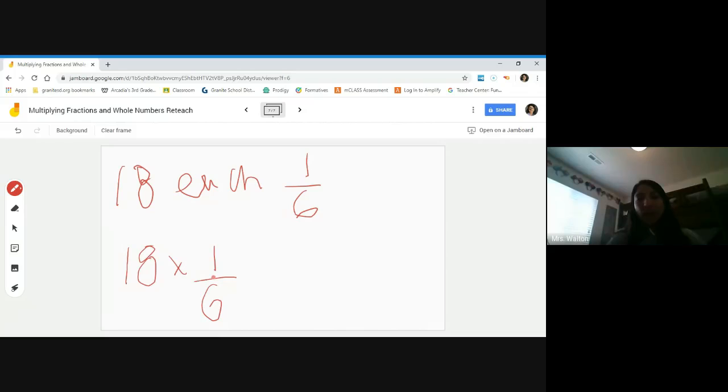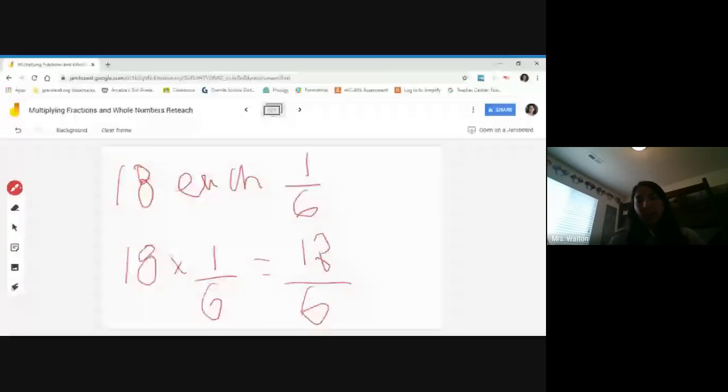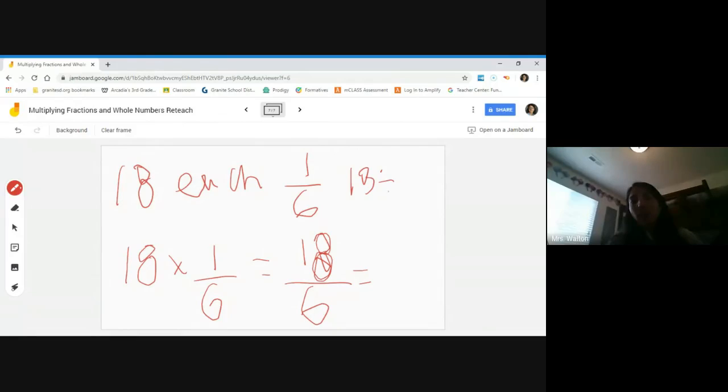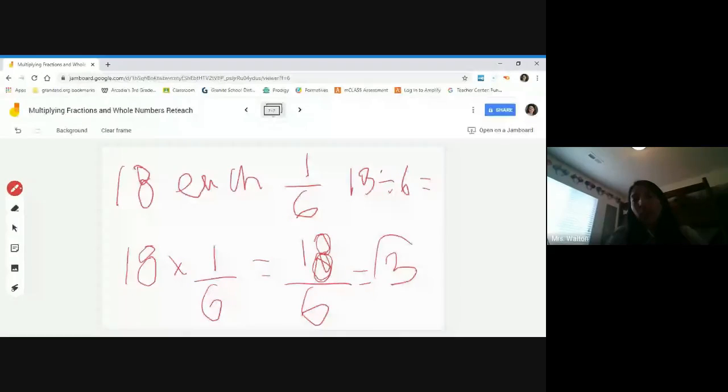And so same thing, 18 times 1 is 18, and your denominator is 6. Sorry, it doesn't really look like an 8. But like I said, to turn it into a whole number, you would just divide. 18 divided by 6. Count by 6s: 6, 12, 18. Your answer would be 3.